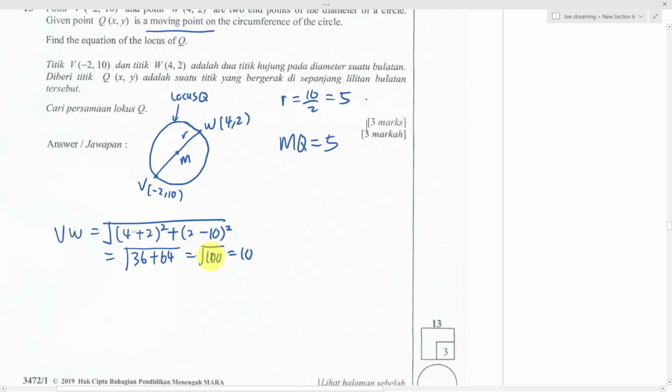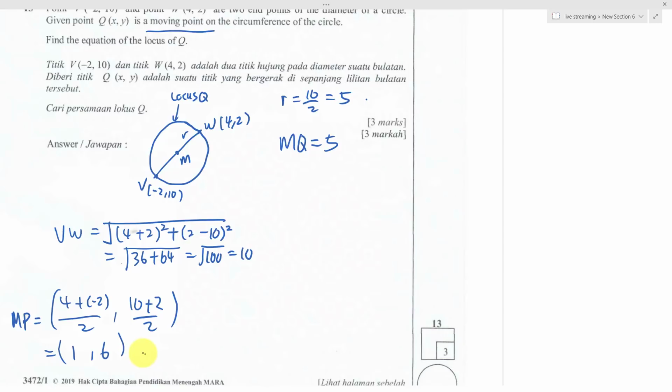The second thing is I need to know the midpoint M. In order to get the midpoint M, I will just do 4 plus negative 2 over 2, then 10 plus 2 over 2. This M is not the gradient, so don't write M, I write midpoint. So this should give me (1, 6). Therefore, in order to get the locus Q, I know MQ must always equal 5, because 5 is the radius and M is the center point.